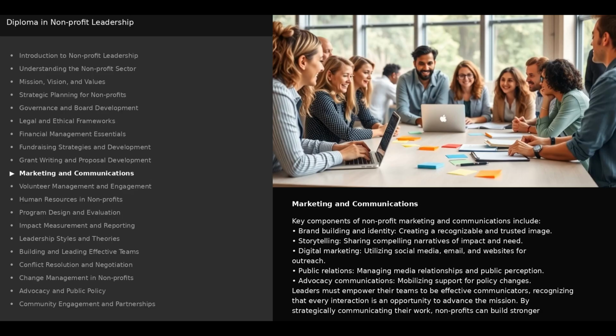Leaders must empower their teams to be effective communicators, recognizing that every interaction is an opportunity to advance the mission. By strategically communicating their work, nonprofits can build stronger communities of support, increase their reach, and amplify their positive impact on society. It is about creating a powerful narrative that drives engagement and action.